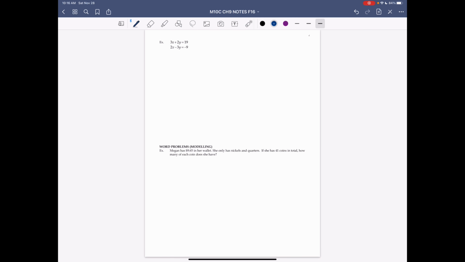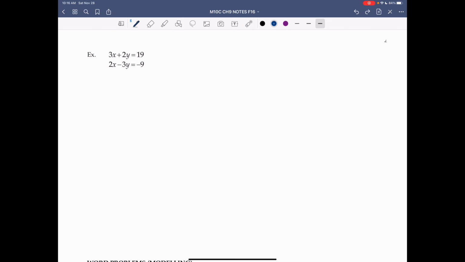Example: 3x plus 2y equals 19 and 2x minus 3y equals negative 9. We're going to start by numbering our equations 1 and 2. Then we want to isolate one variable in one equation. In these equations, there's not really any variable that looks easiest to isolate, so just pick one and go with it. I'm going to isolate y in the first equation for no particular reason.